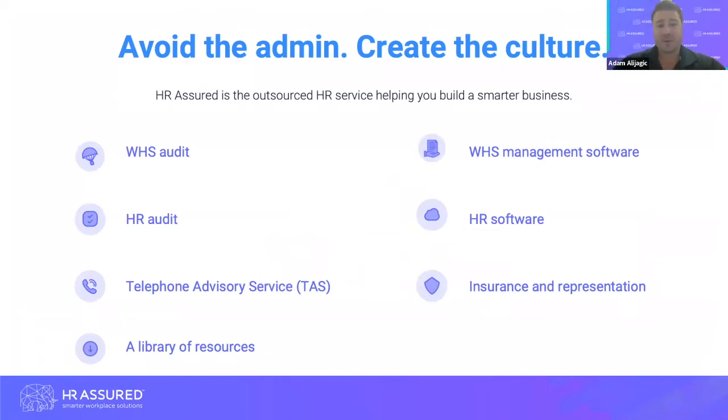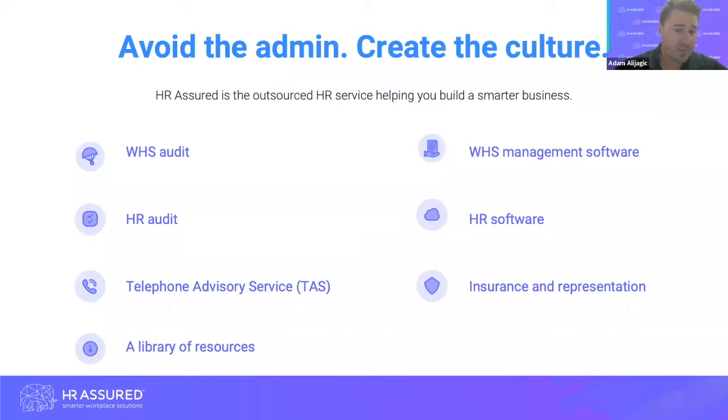For those of you that aren't aware of what HR Assured does, it's an outsourced HR and WHS service that gives peace of mind to businesses that all HR and WHS matters are handled compliantly and efficiently. There are a few processes put in place to achieve this. The first thing we generally do is a WHS or HR audit, which reviews your contracts, policies and procedures, and then provides you with a report to show where you are currently sitting and what needs to be fixed, and we help you through that process.